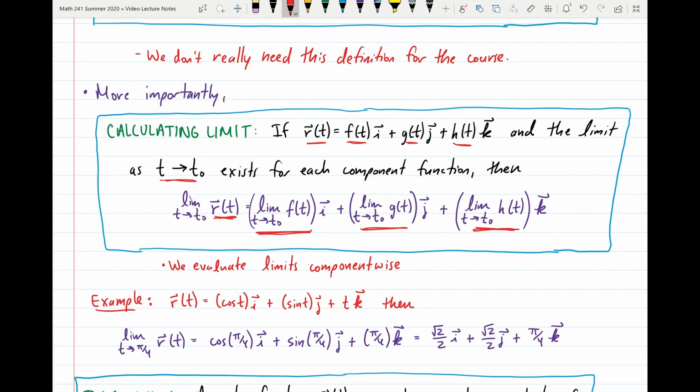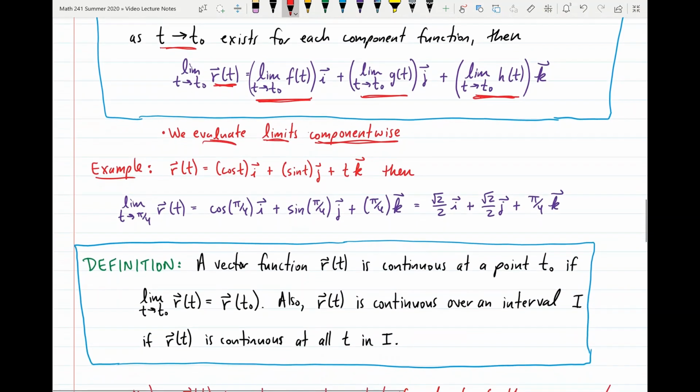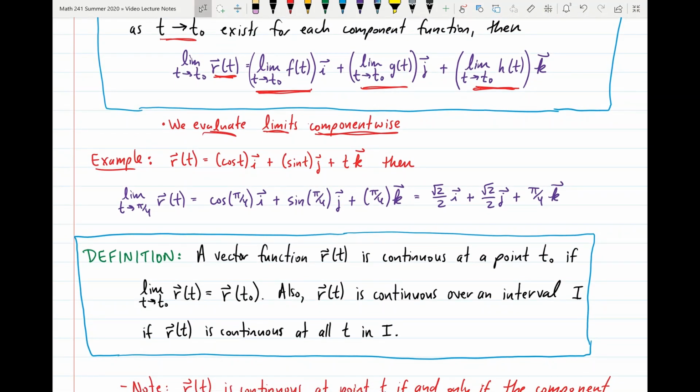So when we want to take the limit of a vector valued function, it's sufficient for us to just evaluate the limits component-wise. We find the limits of each of the component functions, and that'll give us the limit of the vector valued function. And let's go right into an example of this.